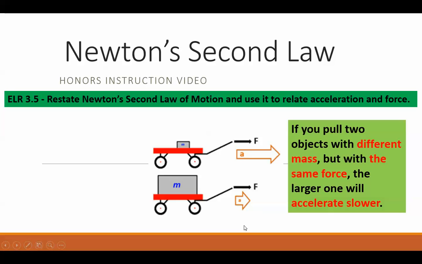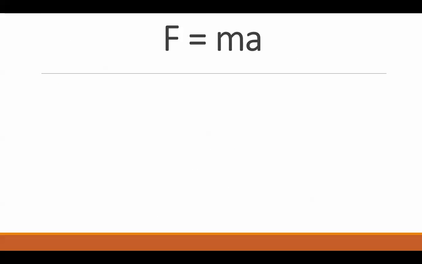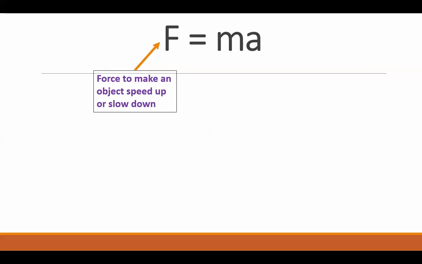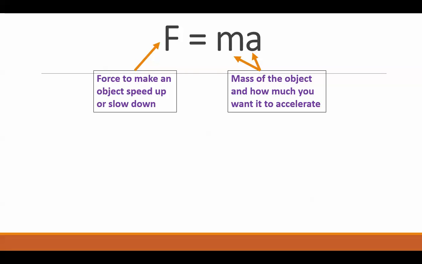In other words, if you pull two objects with different mass but the same force, the larger one is going to speed up slower. They're both going to move, but the one with the bigger mass will do it at a slower rate. So the equation that we're going to use for this is force equals mass times acceleration. And I think of it kind of like the force required to make something speed up or slow down depends on the mass of the object and how fast you want it to go. So that's what the equation looks like.